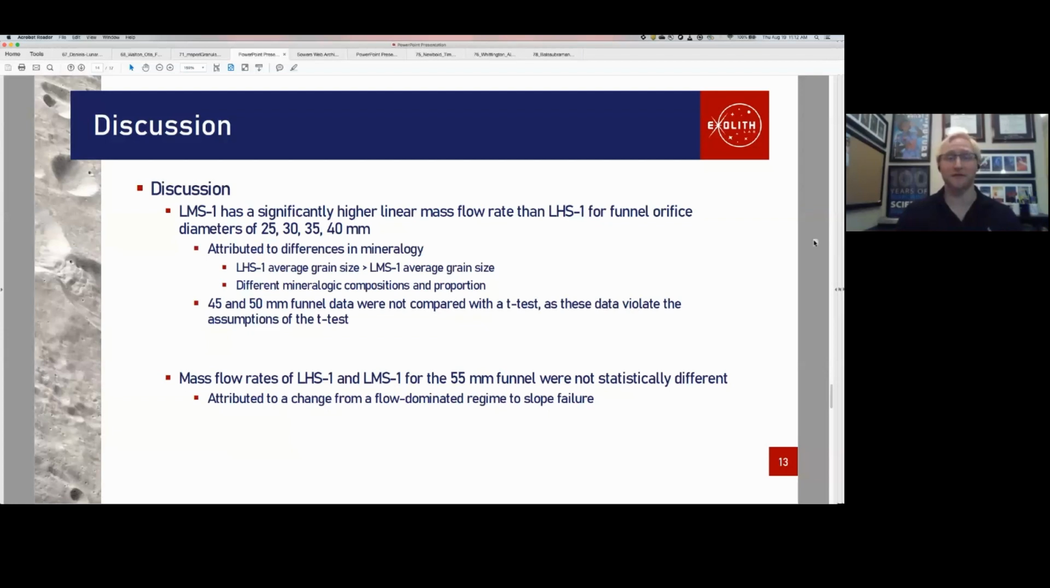We also noted that the mass flow rates of LHS1 and LMS1 for the 55 millimeter funnels are not significantly different, which we attribute to a change from a flow-dominated system to a regime dominated by slope failure dynamics. Next slide, please.